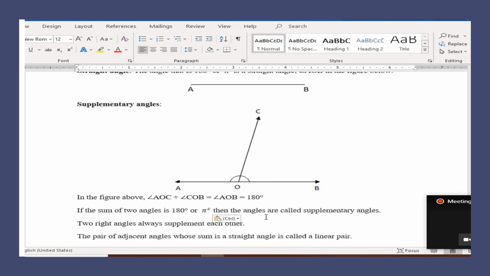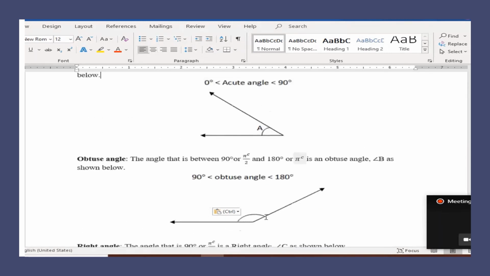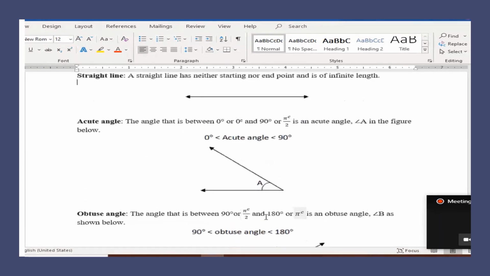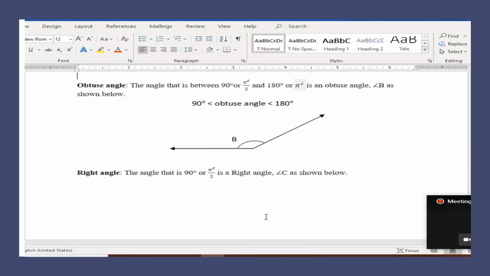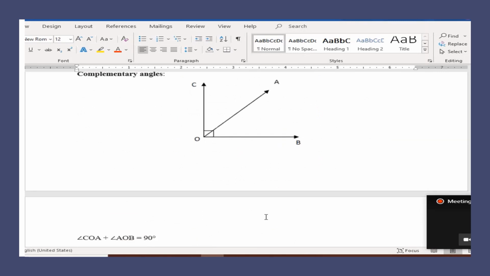Two right angles always supplement each other, and a pair of adjacent angles whose sum is a straight angle is called a linear pair. So it is very important to have that. Also note that in this section, since we're reviewing, we are not going into all 7 angles. We only went through acute angle, obtuse angle, right angle, and straight angle. There are still other angles such as the reflex angle, right? So that was missed, which you can look for later on.